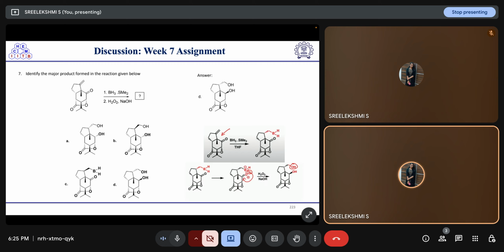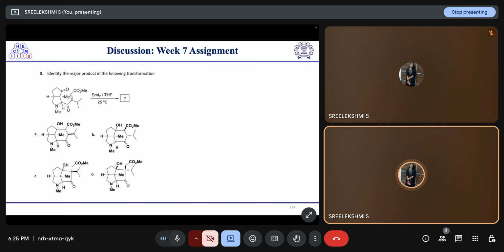Now the next question is, identify the major product in the following transformation. So this compound upon treatment with samarium iodide in THF at room temperature, which will be the major product here?